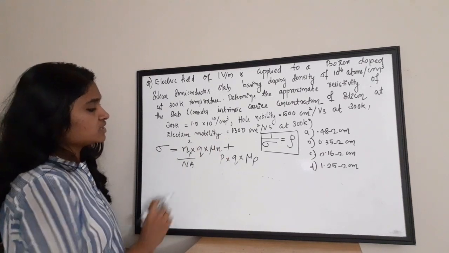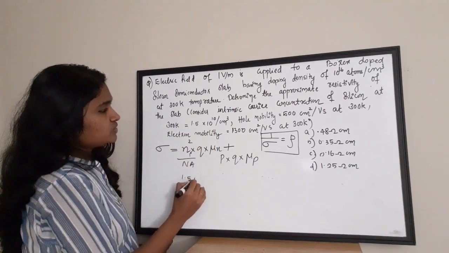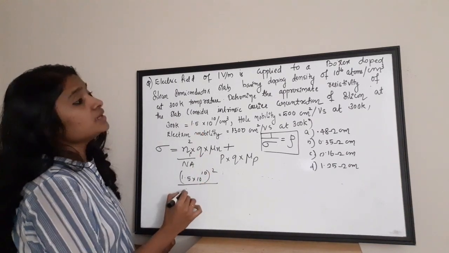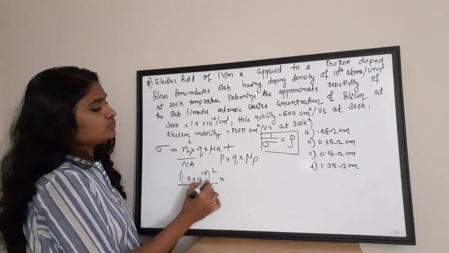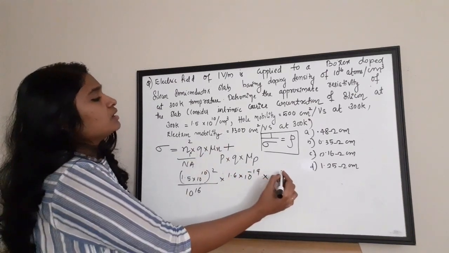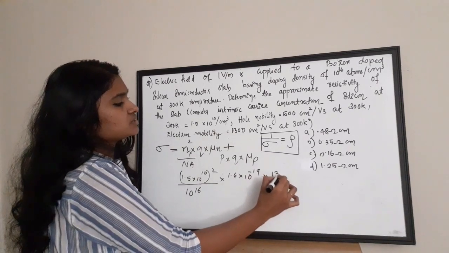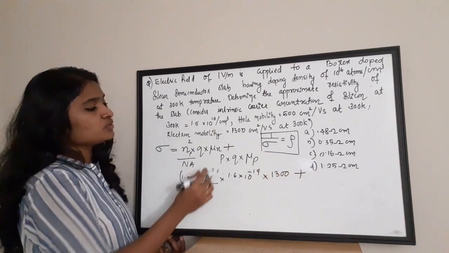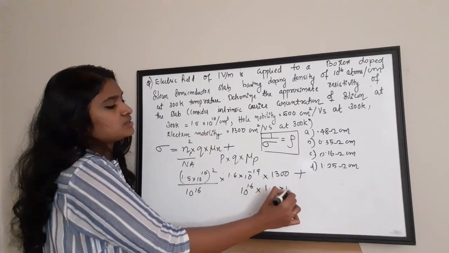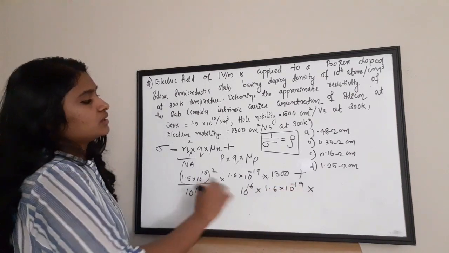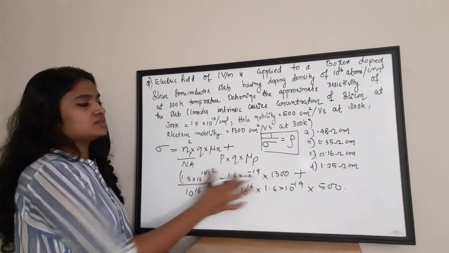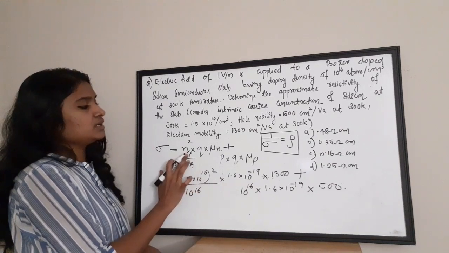So I am going to substitute the values here. Ni is 1.5 into 10 raised to 10, squared, by Na, which is 10 raised to 16, into q, which is 1.6 into 10 raised to minus 19, into mu n, the mobility of electrons, which is 1300, plus the number of holes, which is 10 raised to 16 itself, into q, 1.6 into 10 raised to minus 19, into the mobility of holes, 500.